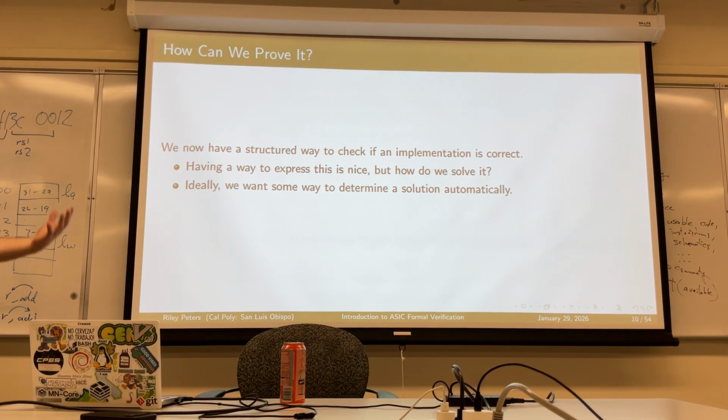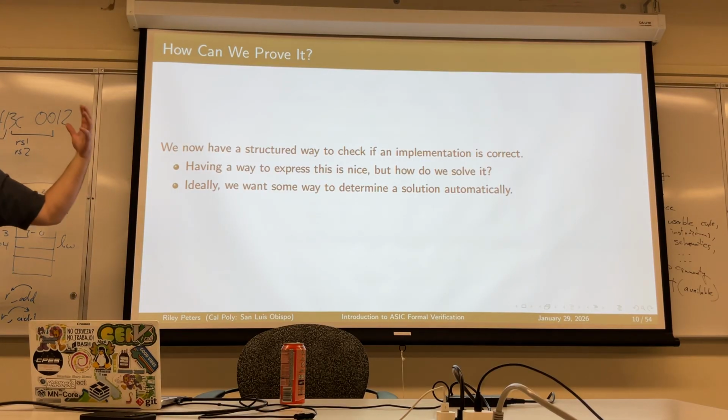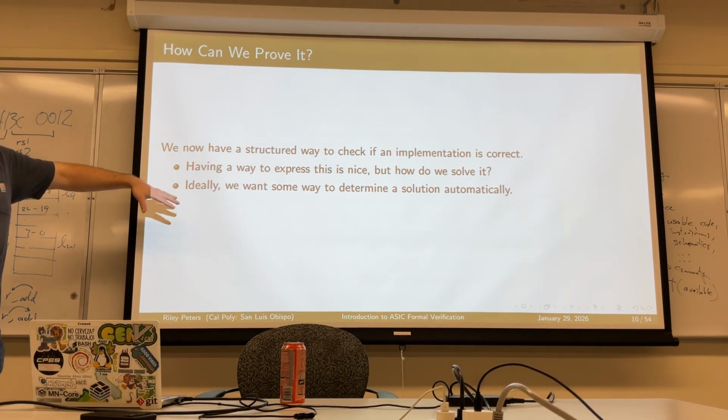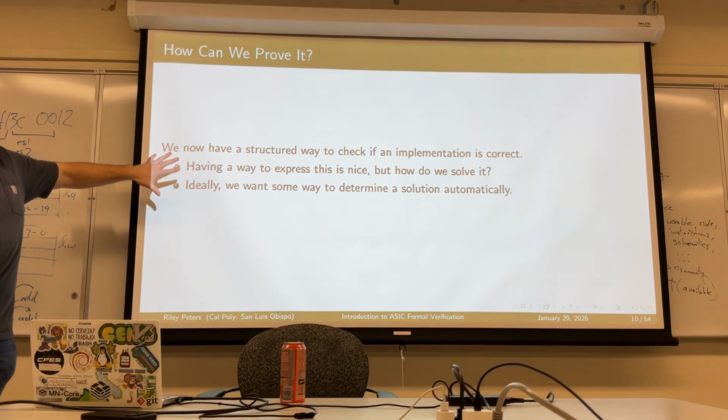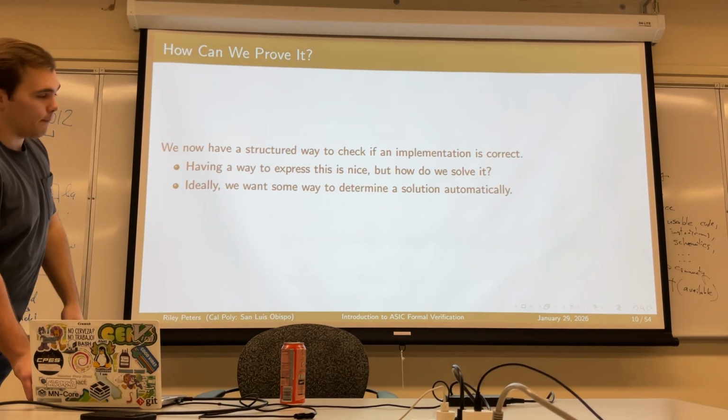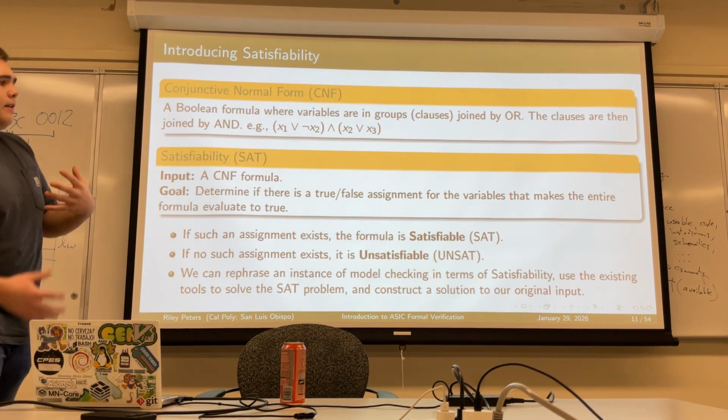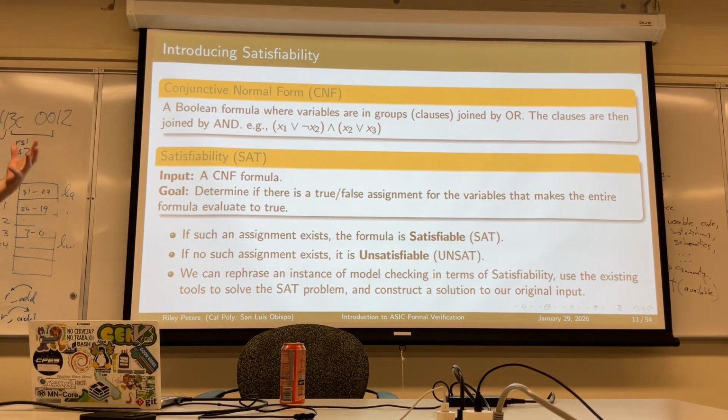So now that we have an idea of model checking, of how we can prove that something is correct, and we have some set of properties that we know we need to prove, how can we do it? What's the solution that allows us to do this automatically? The standard way nowadays is to translate model checking, trying to prove something about a system, into a satisfiability problem.